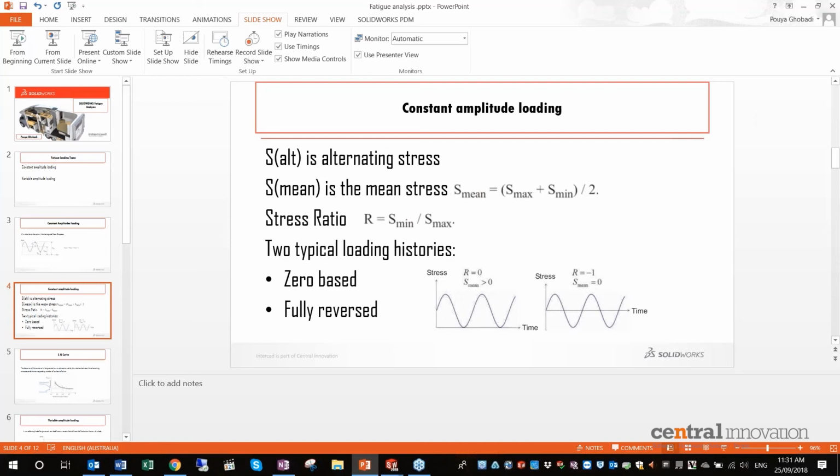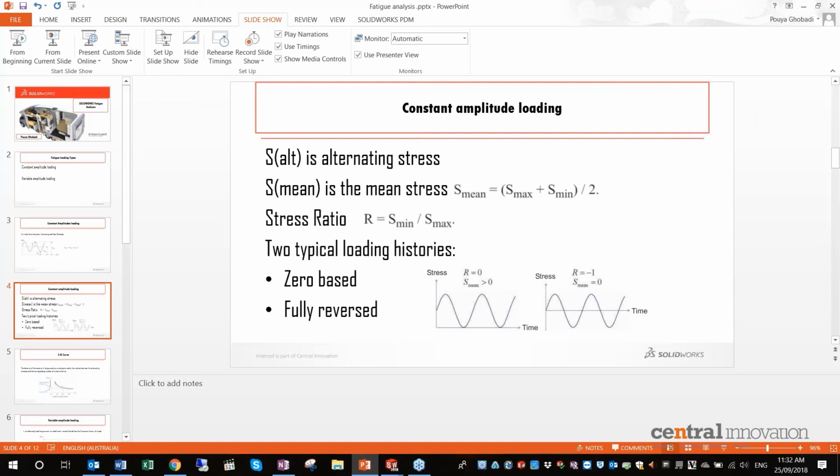The main two typical loading histories are zero-based and fully reversible. Zero-based means that you apply the load, you get your maximum stress based on your load, and you let go. So the minimum stress is zero, which causes the stress ratio to become zero. In a fully reversible loading history, you apply the load, you push the component, and then you pull the component back. So you have a maximum stress, and the minimum stress is right opposite the maximum stress, which results in this ratio to be -1.